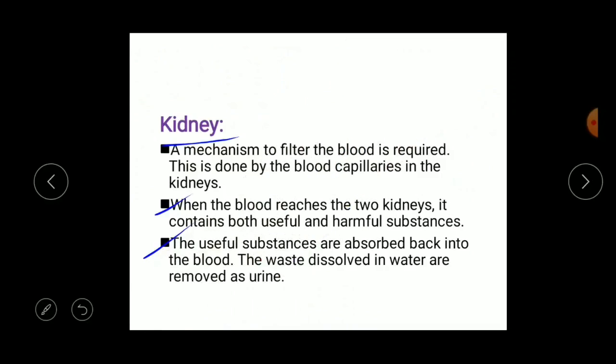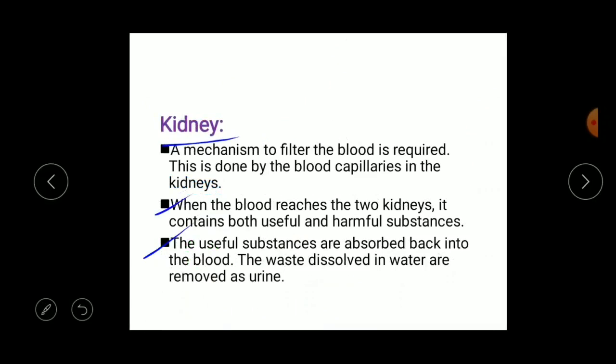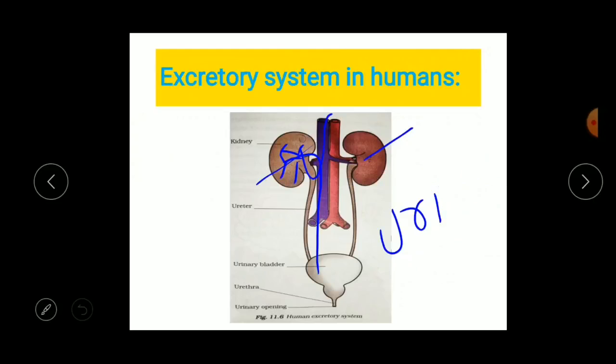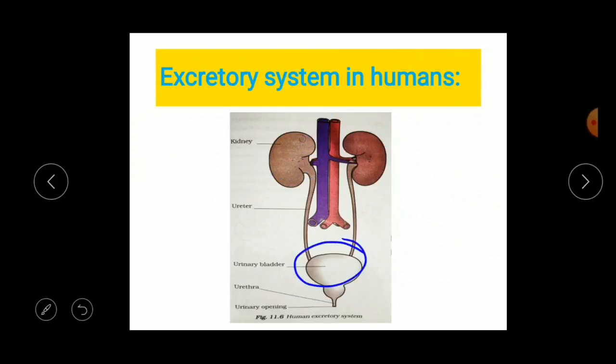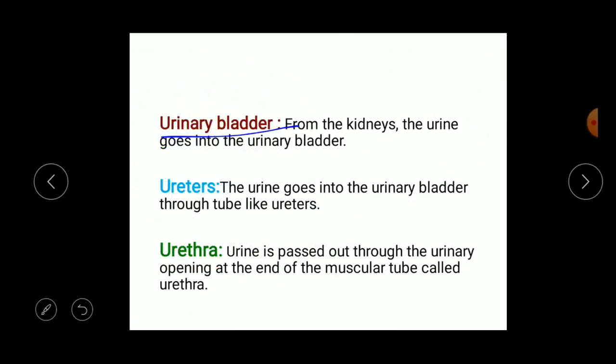Okay, so the next point is the urinary bladder. So here it is, the urinary bladder. Yes, this is called the urinary bladder. Can you see here? Yes, this is the urinary bladder. First we'll see the points. Urinary bladder: from the kidneys, the urine goes into the urinary bladder. Next, ureters: the urine goes into the urinary bladder through the tube-like ureters. Urethra: urine is passed out through the urinary opening at the end of the muscular tube called the urethra.